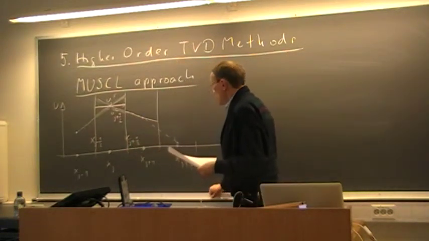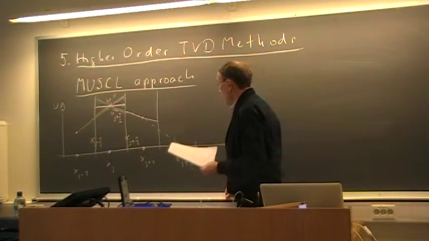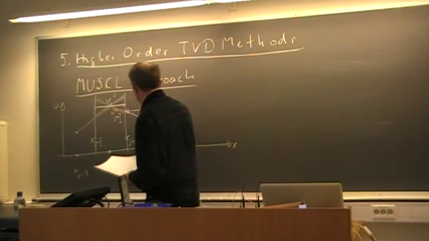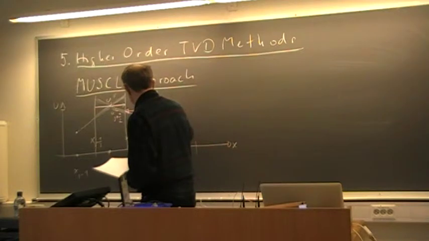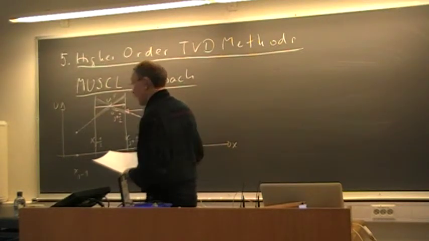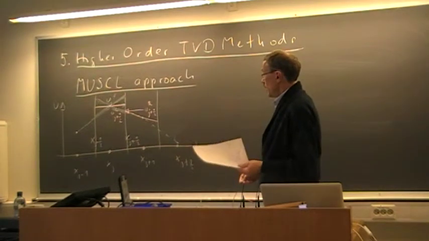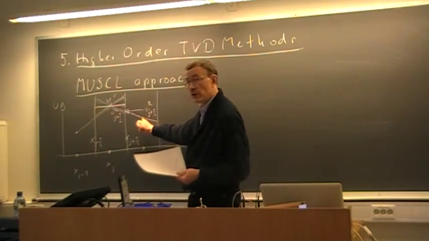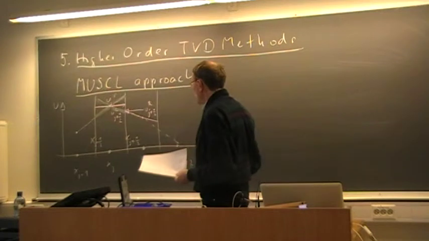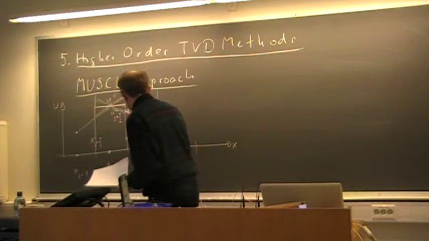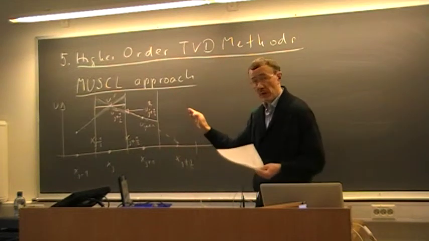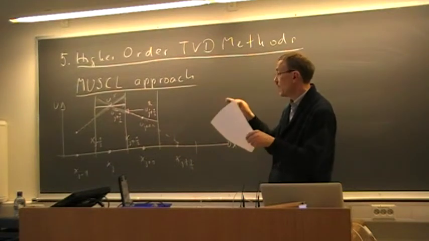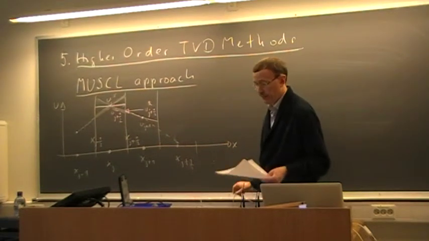And with that choice, the value that we use to evaluate the flux is this value here. This value here will be the u_{j+1/2} from the right. In the first order method, we would take the u_j and the u_{j+1}, the value here. We would take that. So this is the u_{j+1}. But when we do the MUSCL approach, we use these extrapolated values because they give more accurate values at the boundaries to compute the flux.